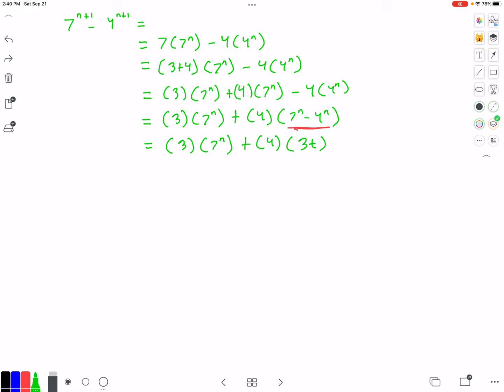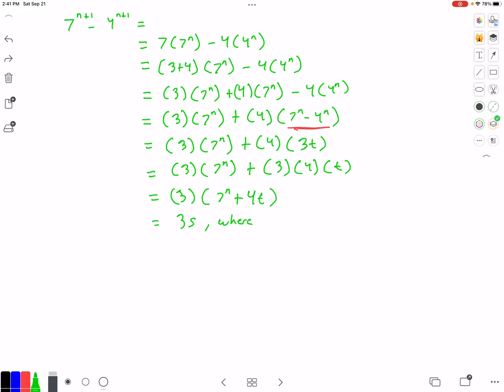All right, now we can rearrange this a little bit. So we get 3 times 7 to the power of n plus 3 times 4 times t. Okay, and now we can pull out that 3. So we get 3 times 7 to the power of n plus 4 times t. And this is equal to 3 times s, where s is equal to 7 to the power of n plus 4 times t. And t is an integer value, and therefore that full expression is an integer value.